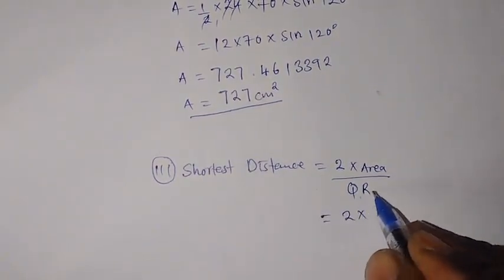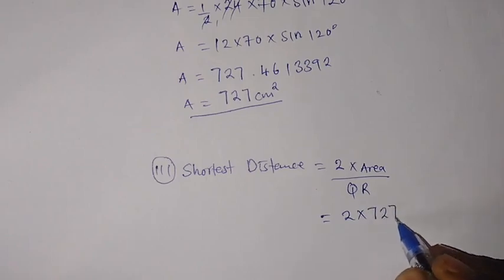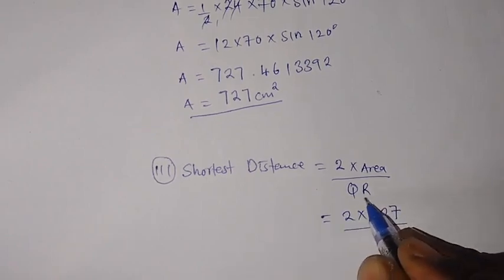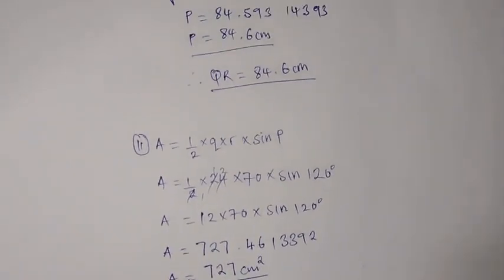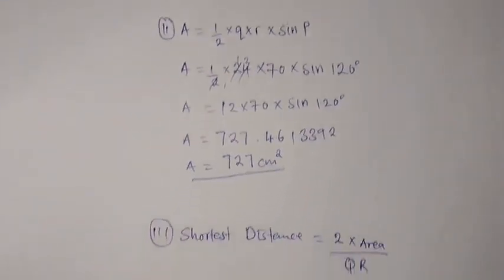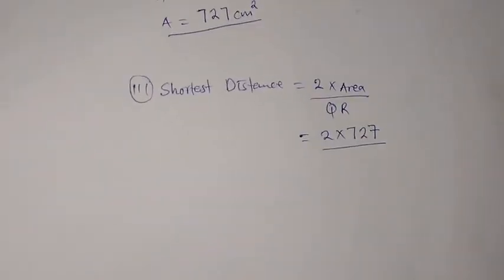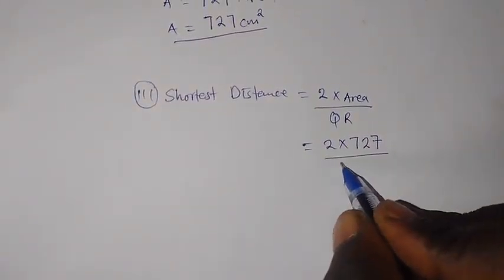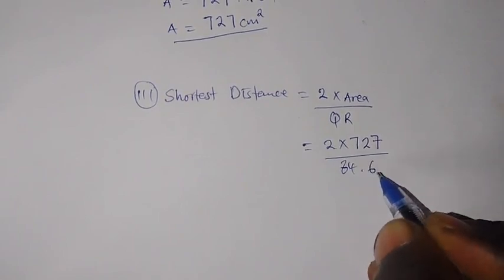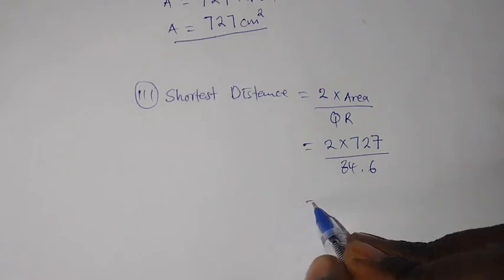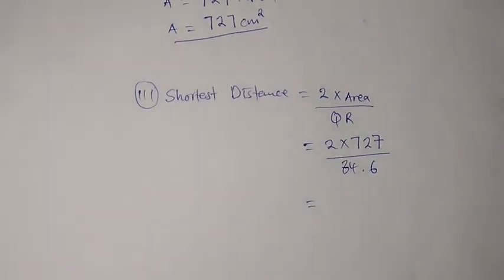So 2 times our area is 727 and our QR. Okay, remember I found our QR before, which is this one, 84.6. That is the distance for QR. So I'm just going to fuse it in here. Just say 2 times 727, then we divide by 84.6.